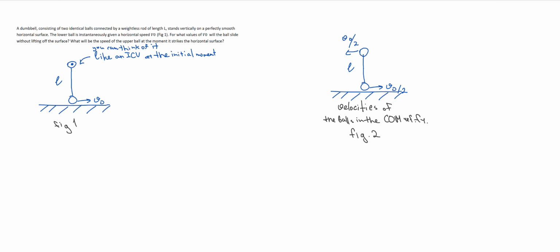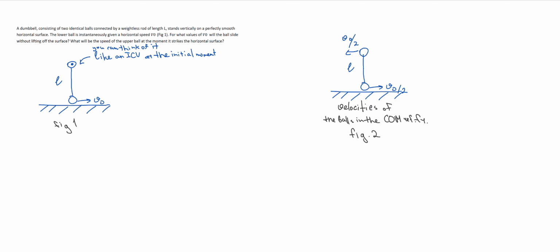A dumbbell consisting of two identical balls connected by a weightless rod of length L stands vertically on a perfectly smooth horizontal surface. The lower ball is instantaneously given a horizontal speed V0. For what values of V0 will the ball slide without lifting off the surface? What will be the speed of the upper ball at the moment it strikes the horizontal surface?